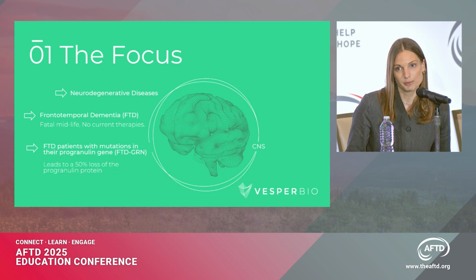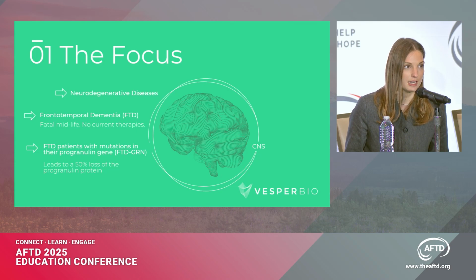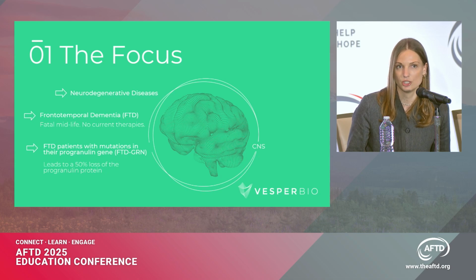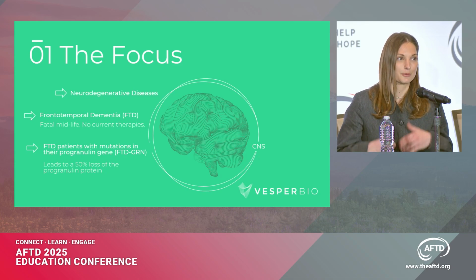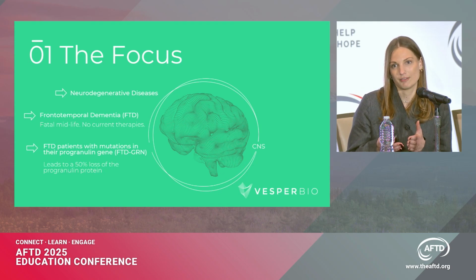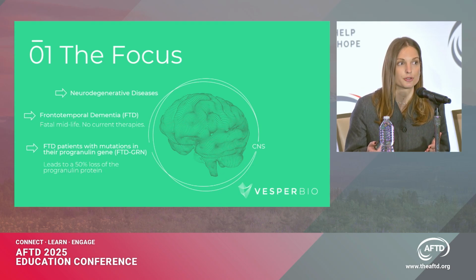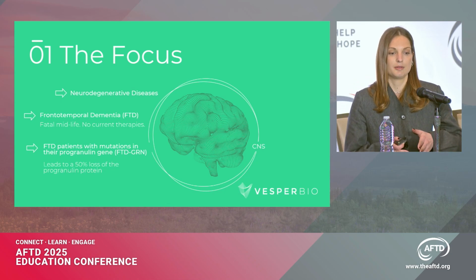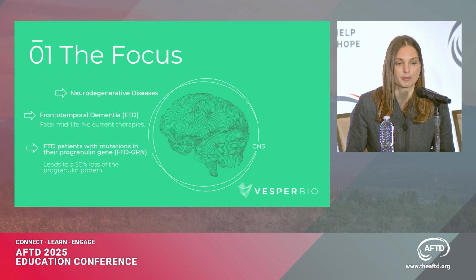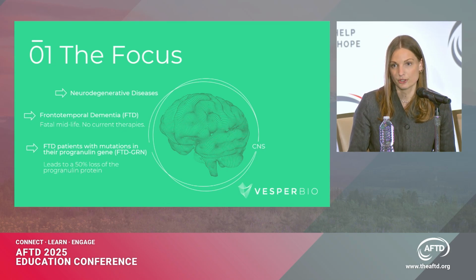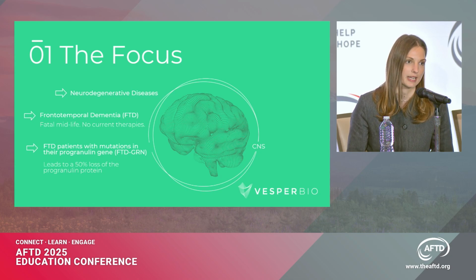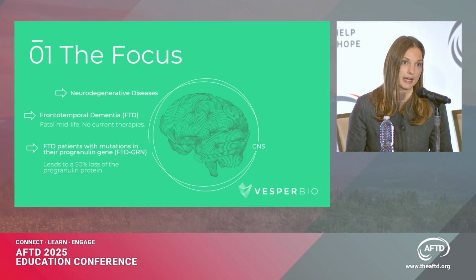There are different forms or subtypes of FTD, and at Vesper, we are particularly focused on a form called FTD-GRN. And as we know, this is where people have a specific genetic variant that leads to much lower levels of a protein called progranulin. So our goal is to restore progranulin levels and also to help improve the lives of people living with or affected by FTD.